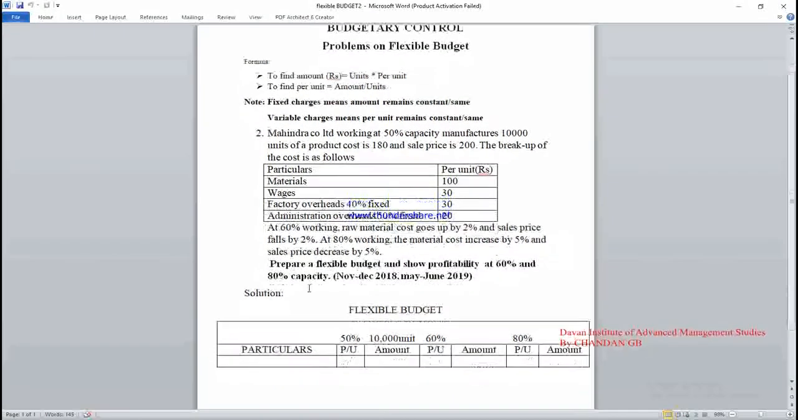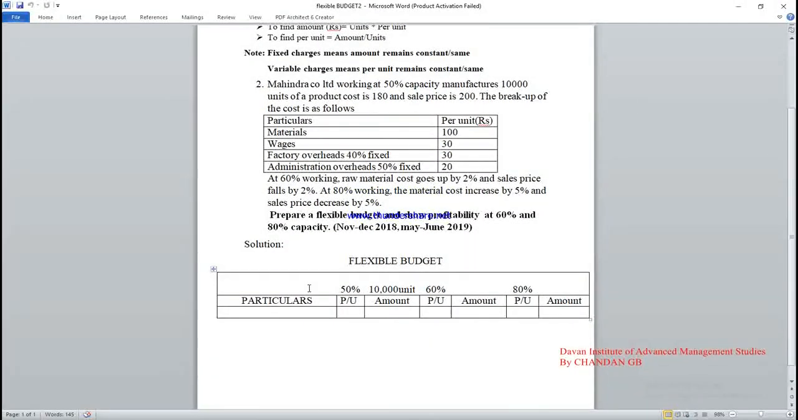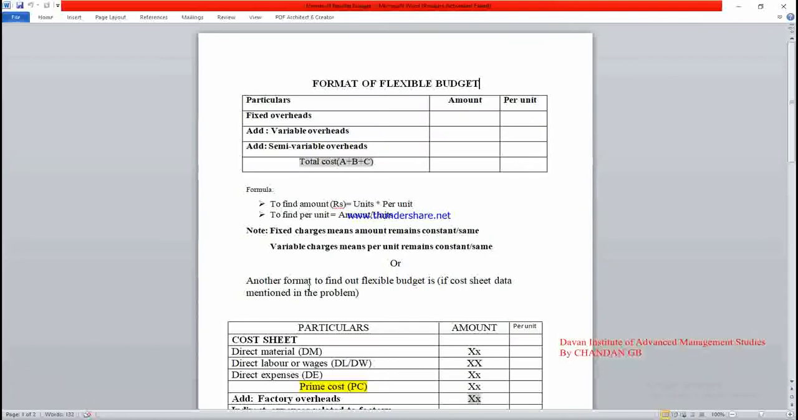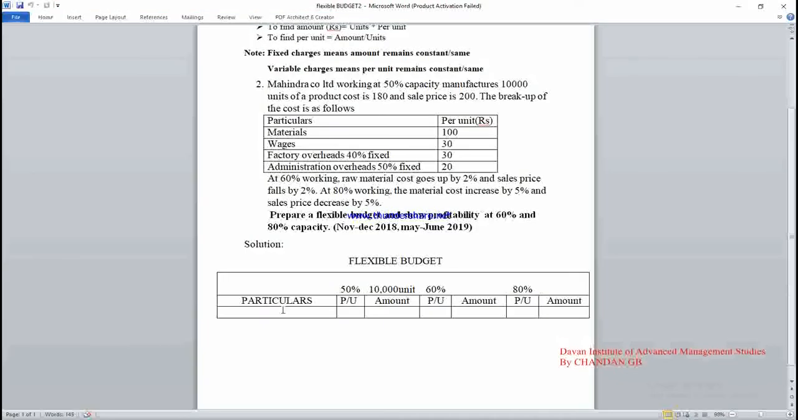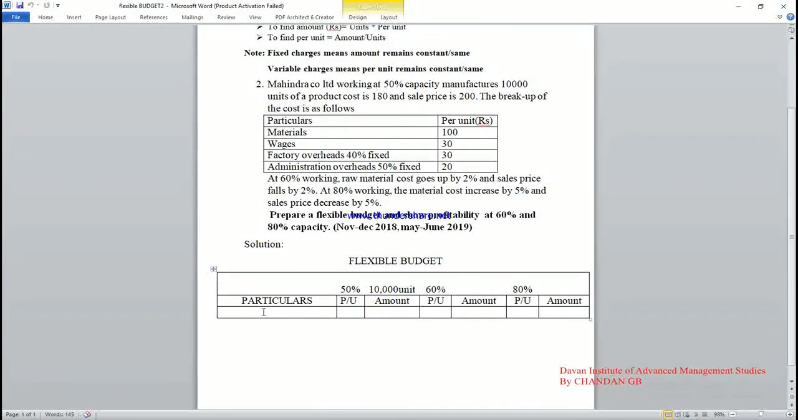Okay, let us come to the problem solution. You already know that format. Once I will show the format. See, the format is the cost sheet: direct material, direct labor, and direct expenses. Right. First, start with the direct material.